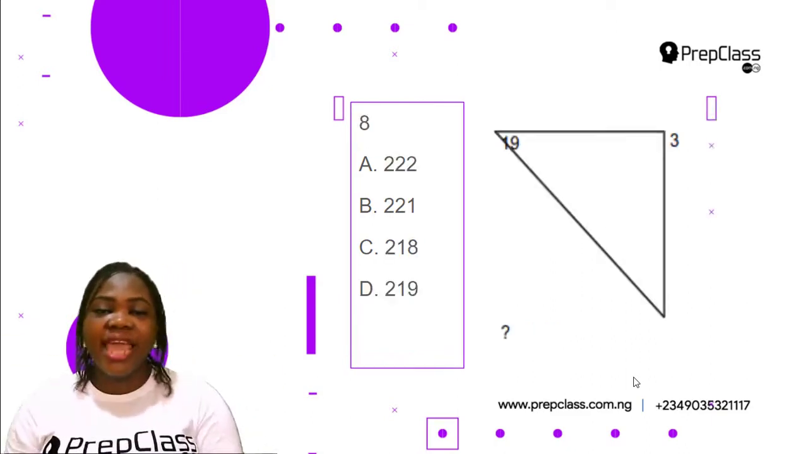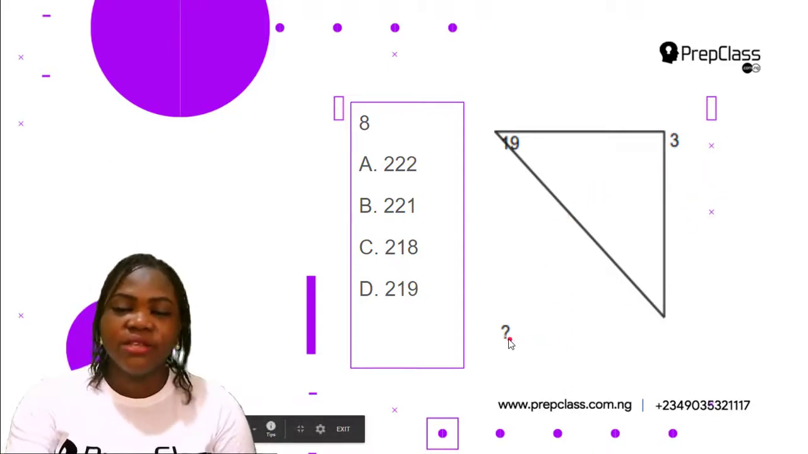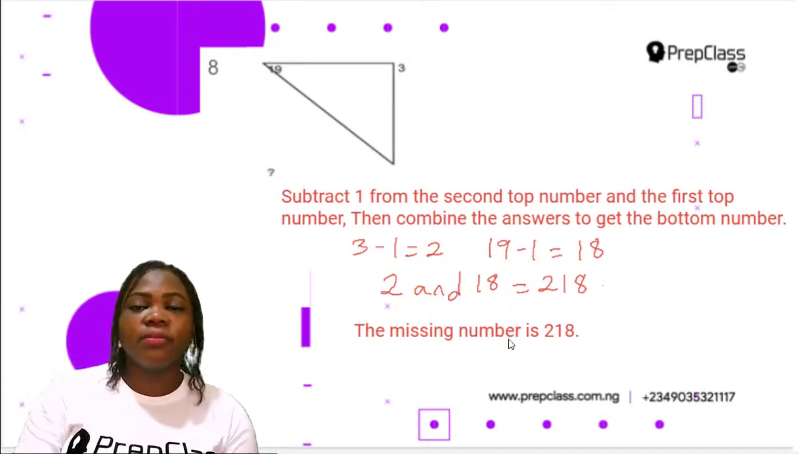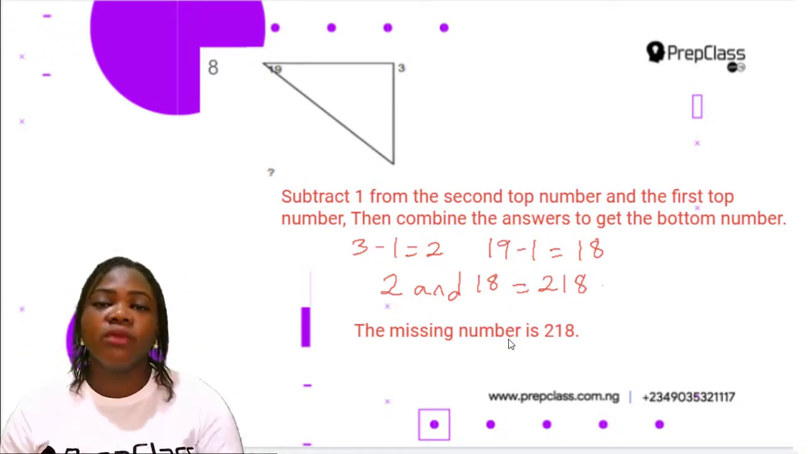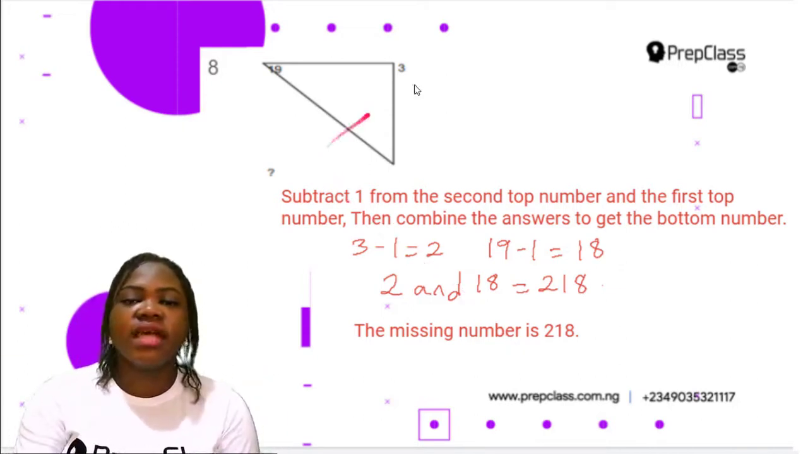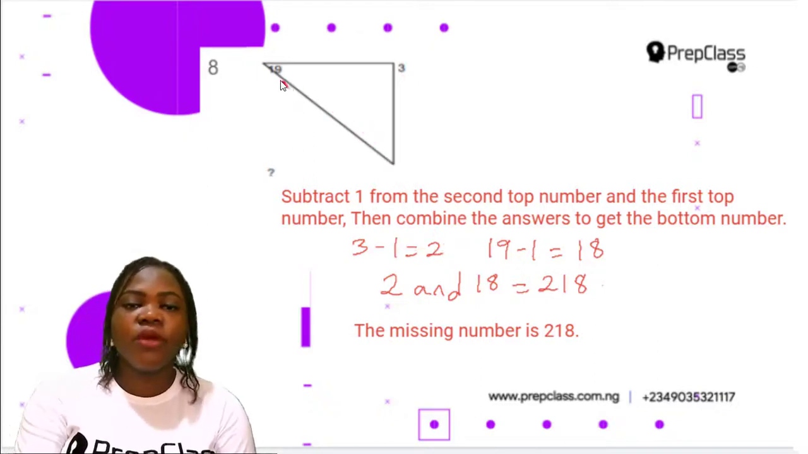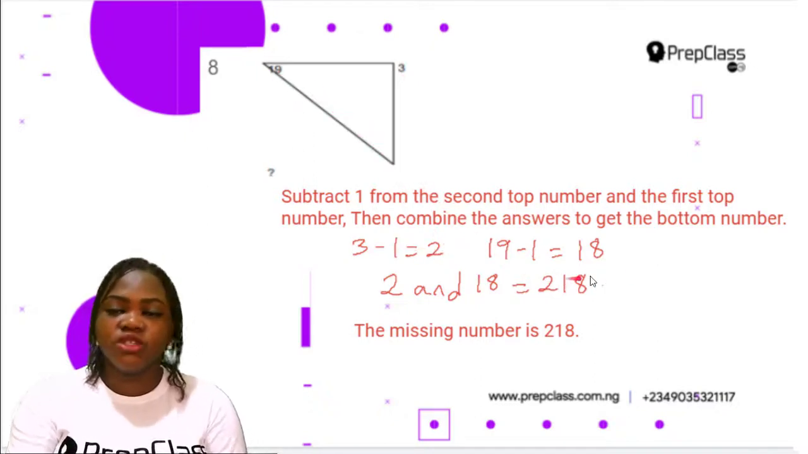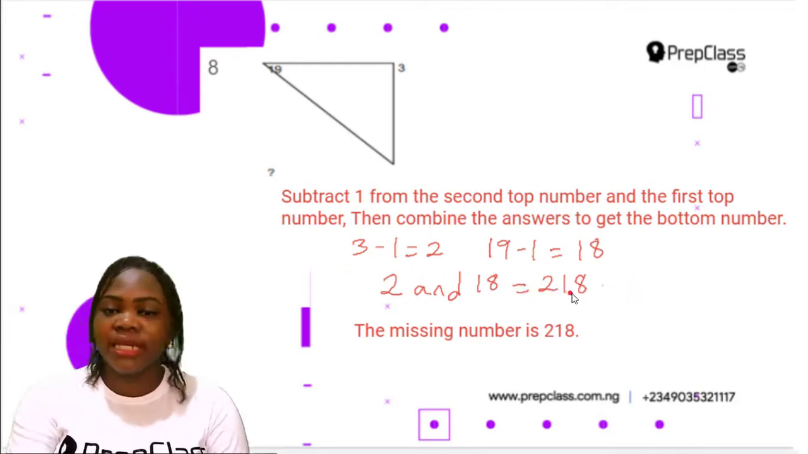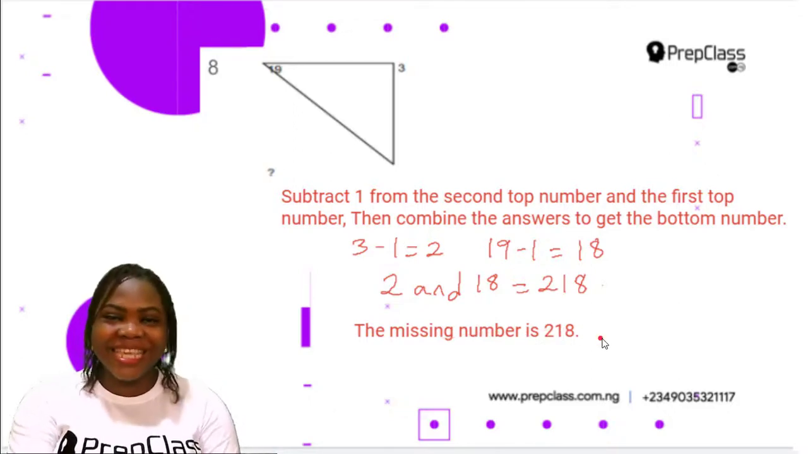Okay, so question 8. We are given the two top numbers and then the bottom number is missing. So this is very easy. All we have to do is to subtract 1 from the second top number, subtract 1 from the first top number, then combine the answers. That's all. Okay, so the second top number here is 3. 3 minus 1 is 2. Then the first top number here is 19. 19 minus 1 is 18. So 2 and 18 combined together is 218.